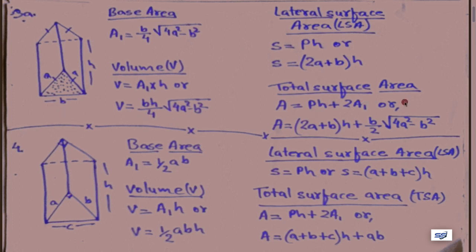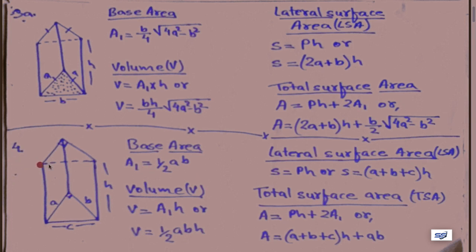Here, total surface area, A is equal to P into h plus 2A1, or A is equal to 2a plus b whole into h plus b upon 2 root under 4a square minus b square. This is the formula for finding the total surface area of the prism.